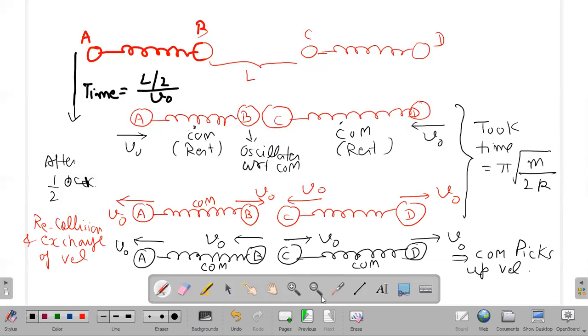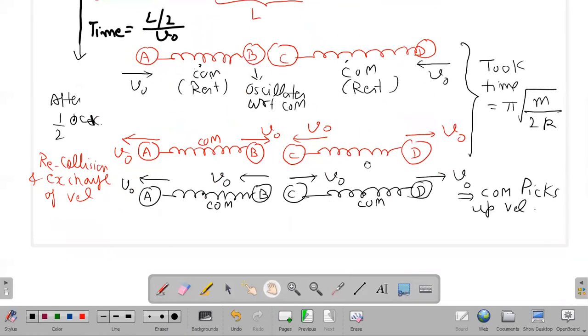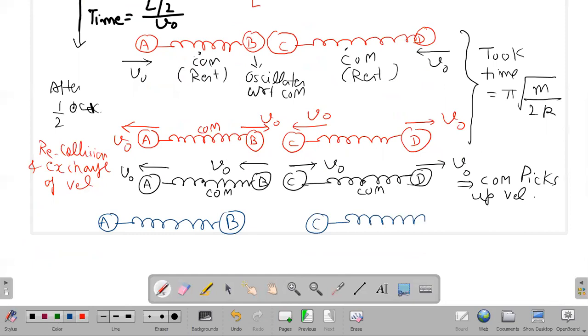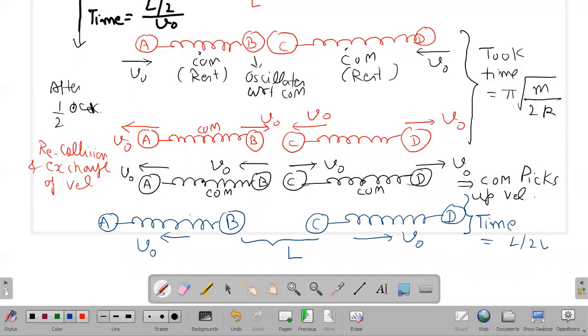And further, this is not the end of the problem, because we have to find the time when B and C are again separated by the L distance. So now block A and B will move to the left side. Block C and block D will move to the right side. And they are again at a separation of L. Now this dumbbell is going to the left. Right side dumbbell is going to the right. Again the separation is L. And this will again require a time which is equal to L by 2 times V naught.